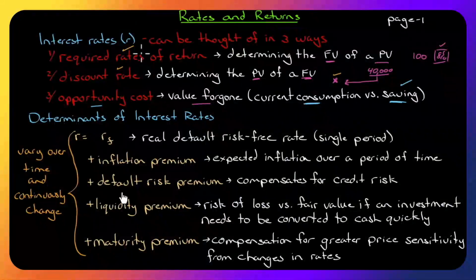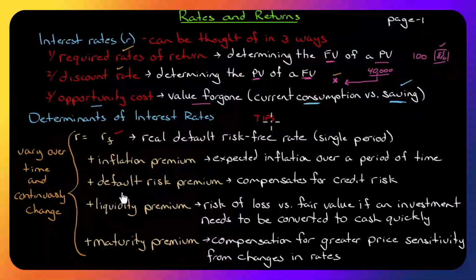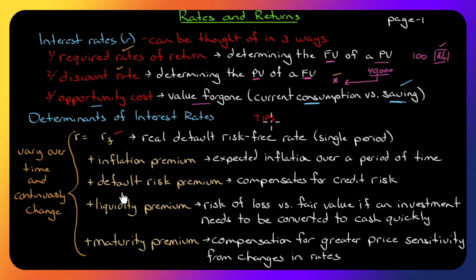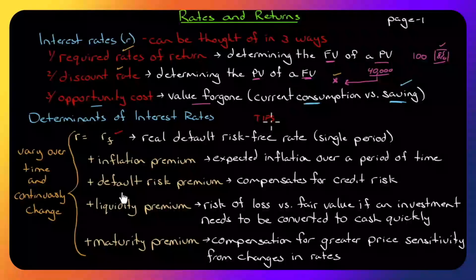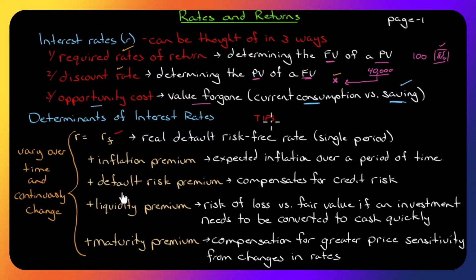Let's look at the determinants of interest rates. The first component is some real default risk-free rate. Because if we buy government securities, let's say a TIPS, a Treasury inflation-protected security, we will get a real coupon, and the principal will adjust for inflation. So if we can get that, and that's default risk-free, then everything else must pay at least more than that, because in the absence of anything else, we can get that. So the real default risk-free rate.